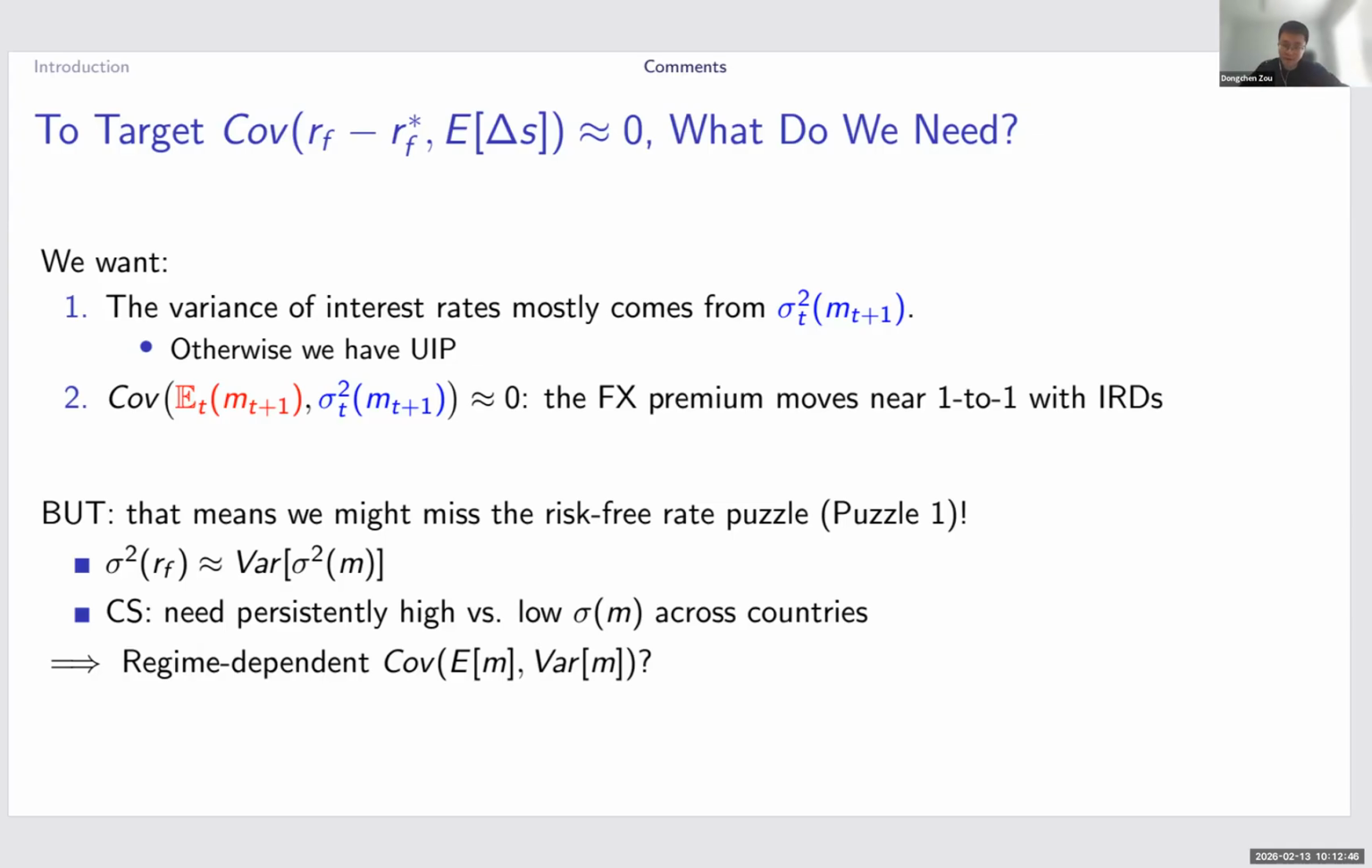On average, this covariance is like 0, but sometimes it's positive, sometimes it's negative. And if we look at the time-varying coefficient, if we do a rolling regression of the Fama regression, you do see the coefficient changes over time. It's not stable at all.